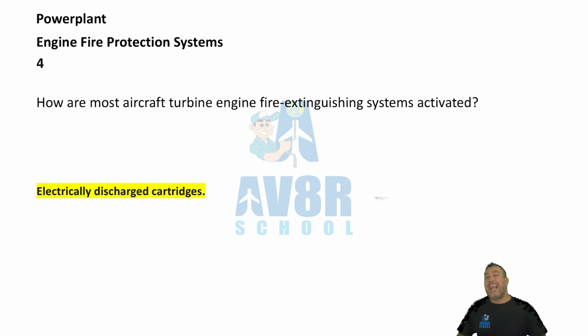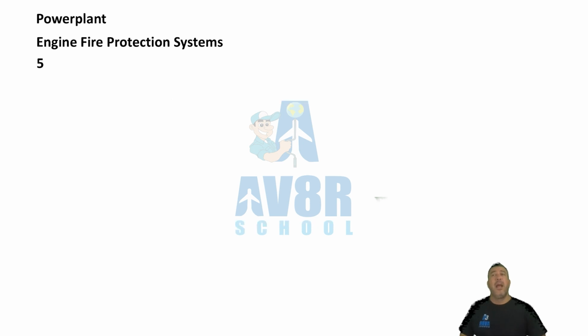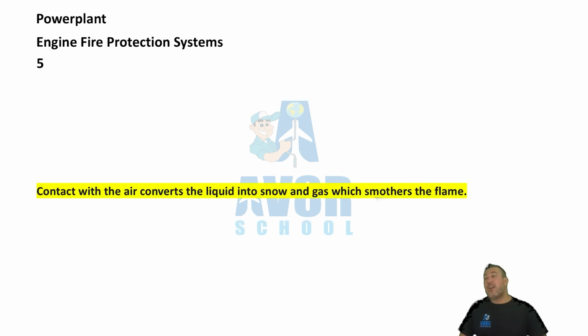Number 4, electrically discharged cartridges. How are most aircraft turbine engine fire extinguishing systems activated? They are activated through electrically discharged cartridges. If you remember, they're also called squibs.